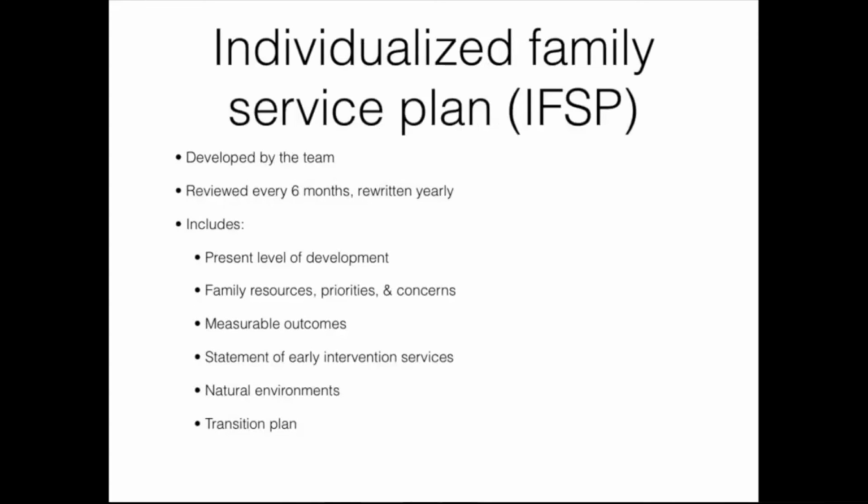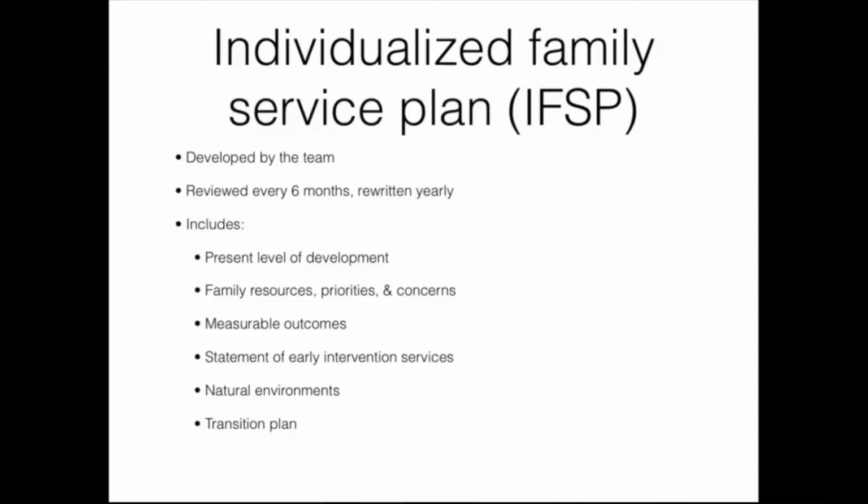So once a child has been evaluated and it's determined that they are eligible for early intervention Part C services according to the state requirements, an Individualized Family Service Plan, or IFSP, is developed. The IFSP is developed by the team. It's reviewed every 6 months, but rewritten yearly. And again, it can be reviewed and rewritten more frequently if desired by the team.